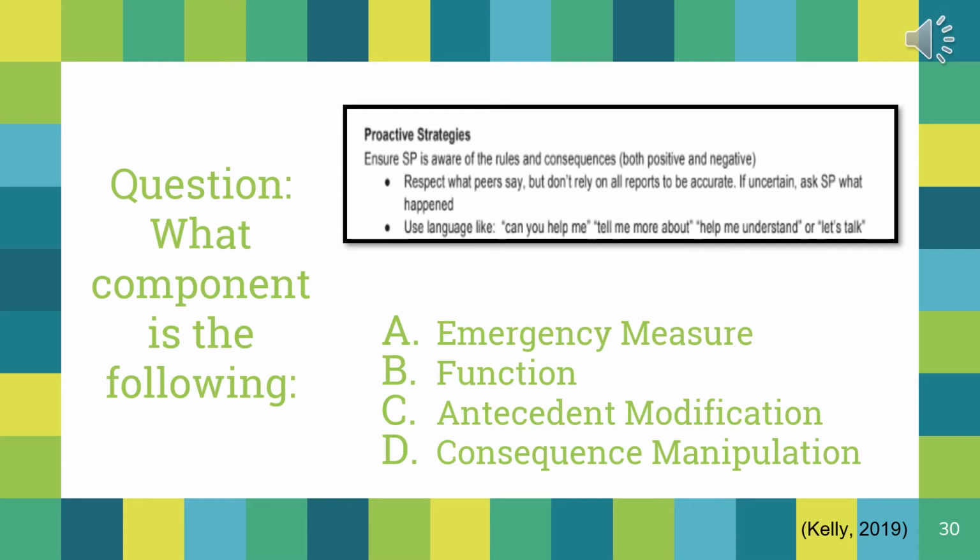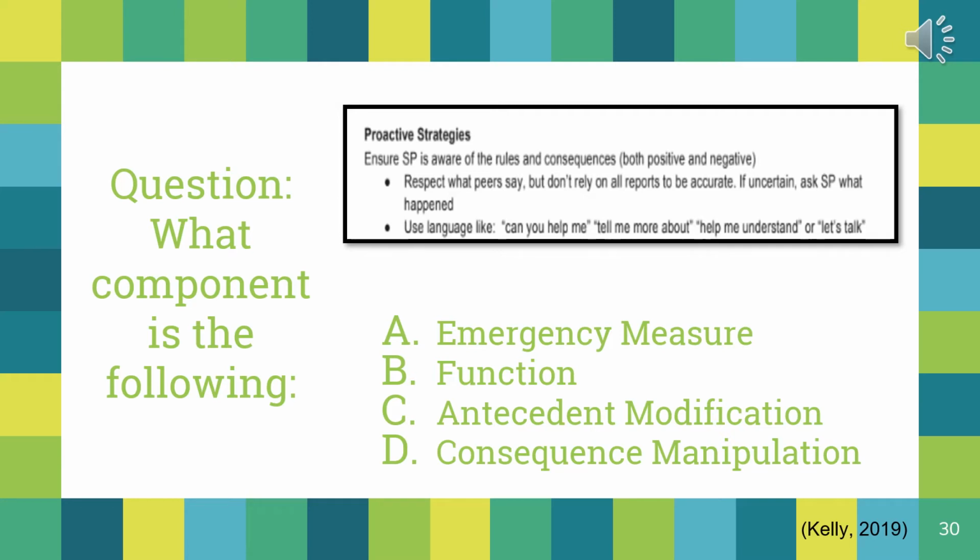Question: what component is the following? Proactive strategies. Ensure SP is aware of the rules and consequences, both positive and negative. Respect what peers say, but don't rely on all reports to be accurate. If uncertain, ask SP what happened. Use language like, can you help me? Tell me more about, help me understand, or let's talk.